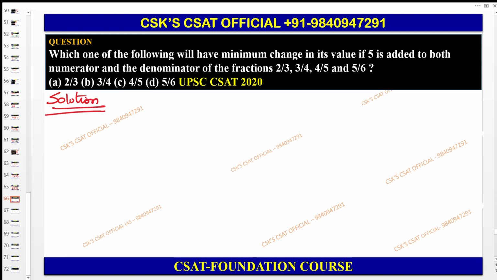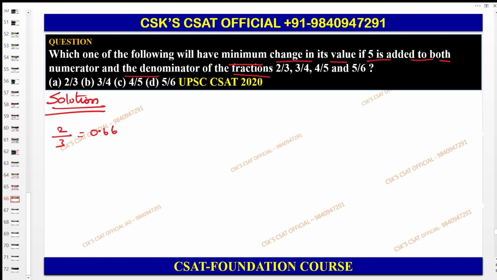Which one of the following will have the minimum change? Minimum change means the difference in its value, if 5 is added to both the numerator and denominator of the fractions. That's it. The actual fraction is this one. First of all, you need to know that 1 by 3 is nothing but 0.33, 2 by 3 is nothing but 0.66. Okay, so this is the actual fraction, right?